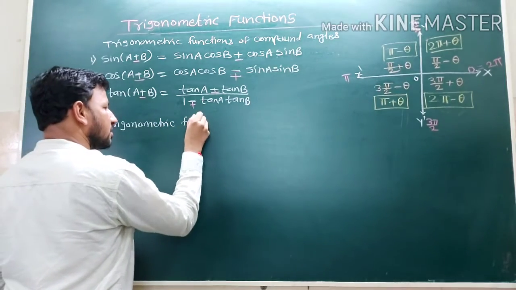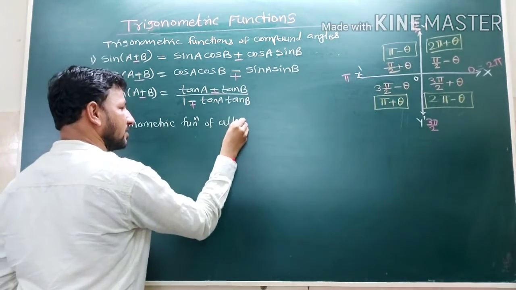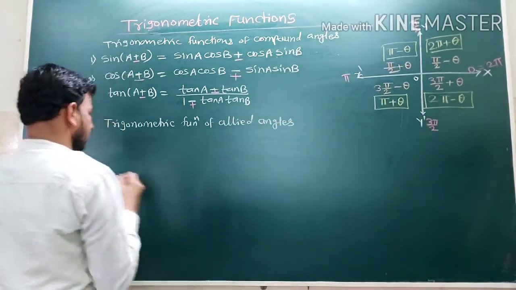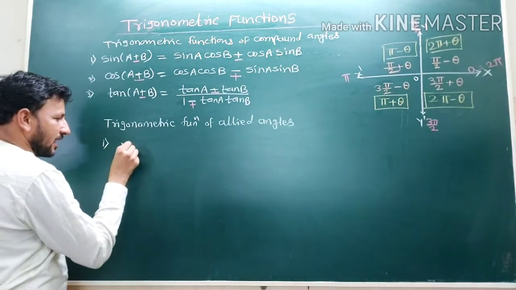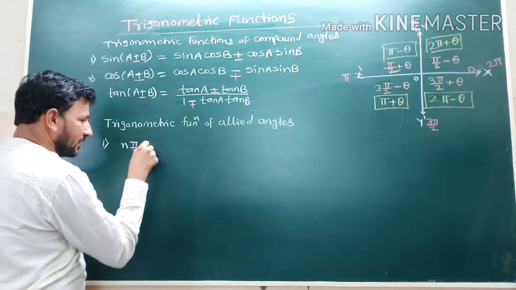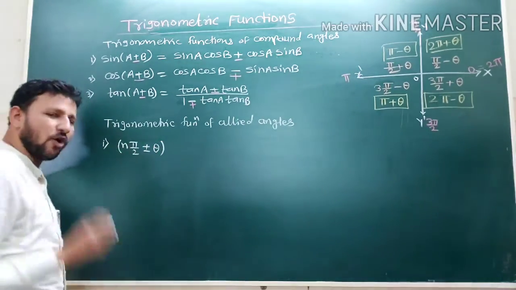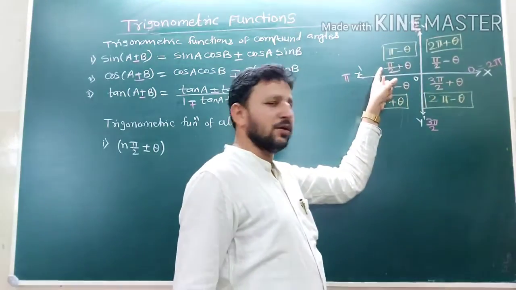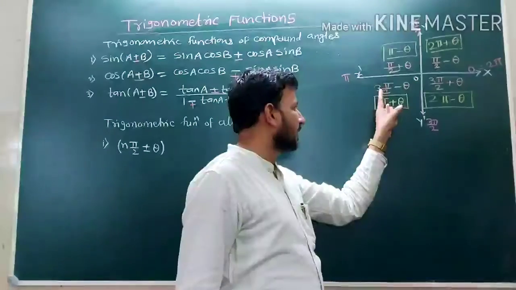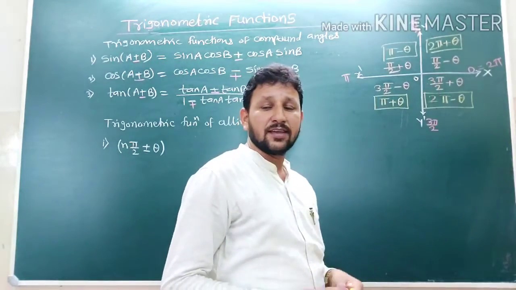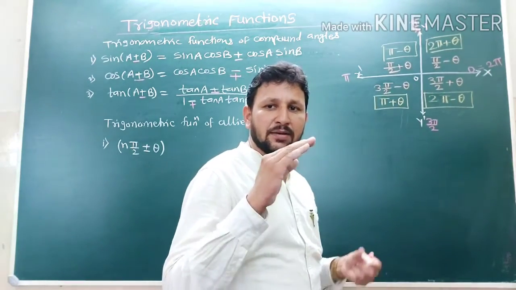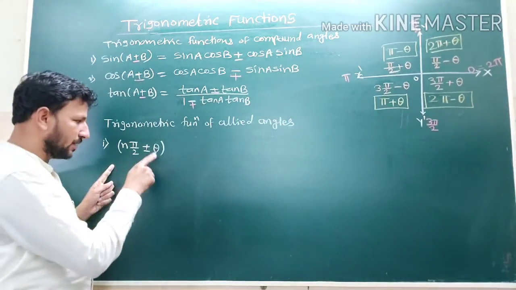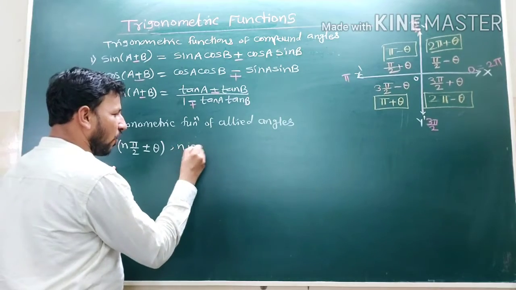Trigonometric functions of allied angles. The first type: angles which are expressed as pi by 2 multiples, and those pi by 2 multiple numbers are odd numbers. Let us check here. The pi by 2 multiple number is 1; the multiplicative number being nothing means 1. Next, the pi by 2 multiplicative number is 3, next again the number is 3. That is, the pi by 2 multiple numbers are odd integers. So in general, n pi by 2 plus minus theta, where n is an odd integer.